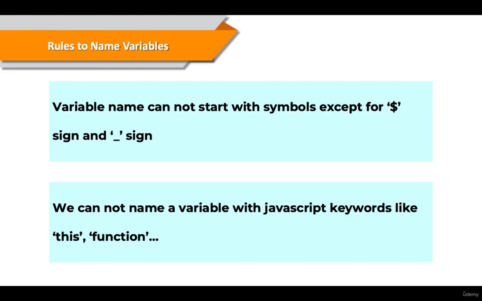Then we employed some variables. We talked about naming them. We said that a variable name cannot start with symbols. That's very important, except for the $ sign and the underscore sign. Oh, and also, you don't want to name, in fact, you cannot name a variable with a JavaScript keyword like this or function.